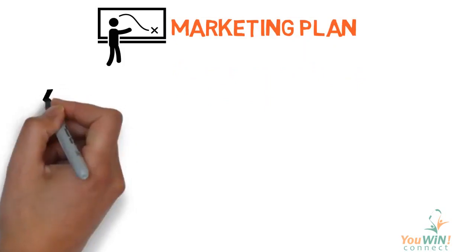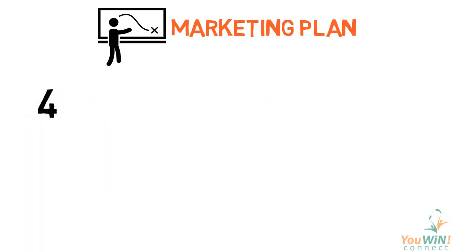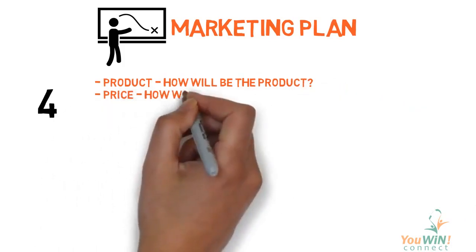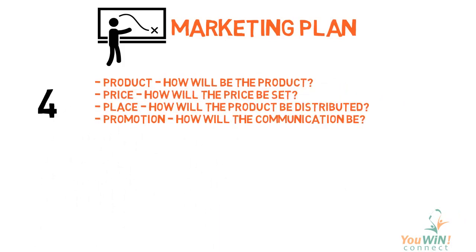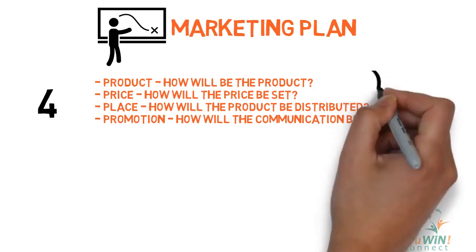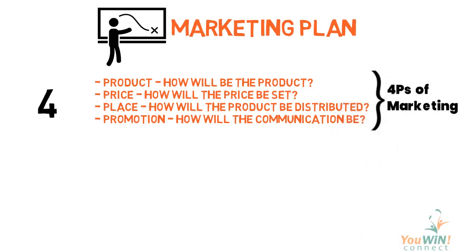In this area, there are four main activities that would be considered as far as the marketing plan is concerned. First is the product. How does the product look? Second, how will the price be set? How will the product be distributed? And how will communication be done? This is referred to in marketing management parlance as the 4 P's of marketing.